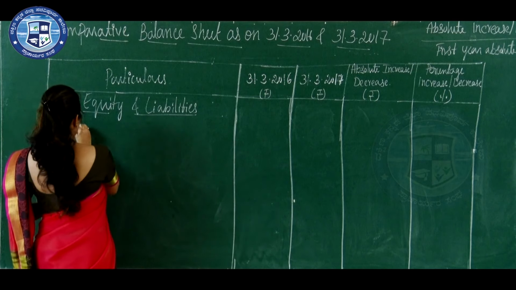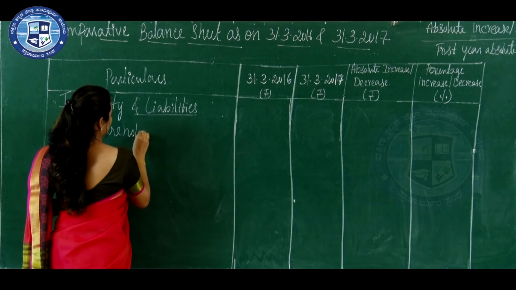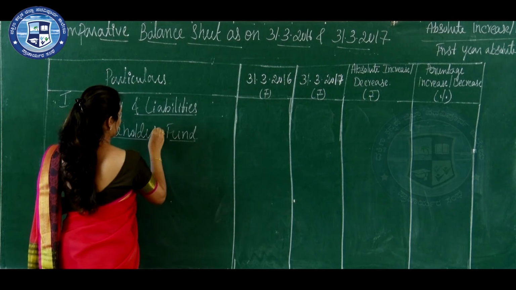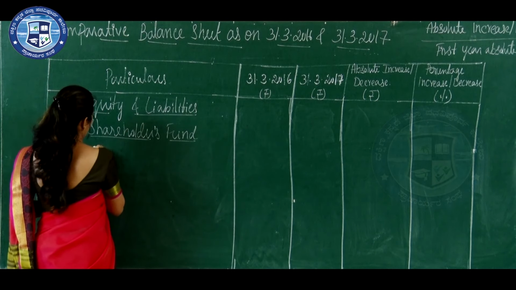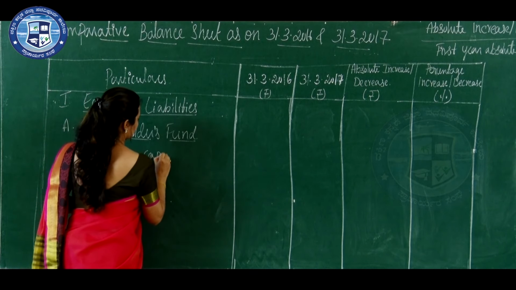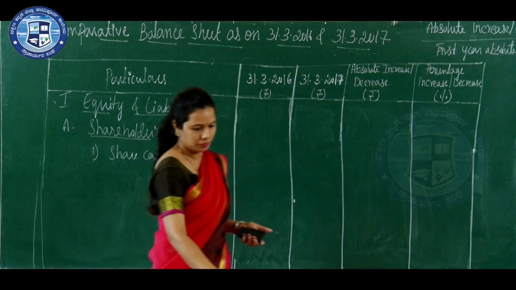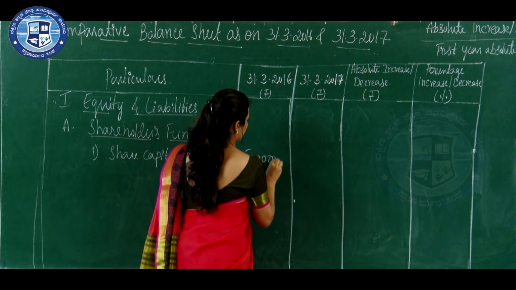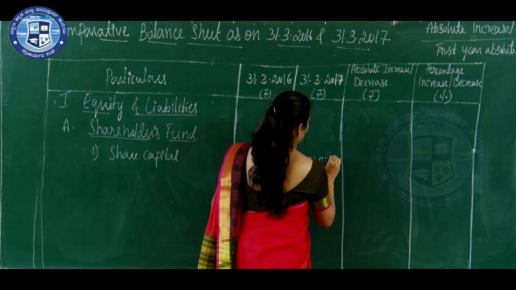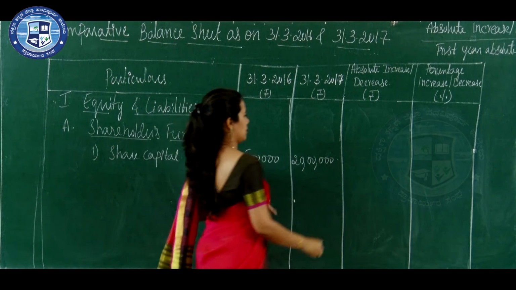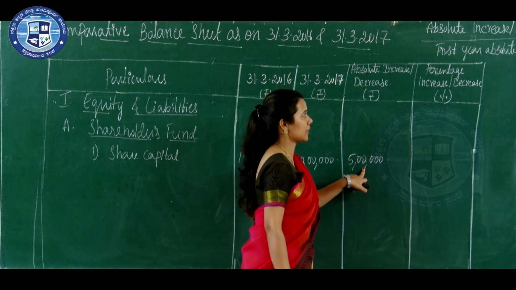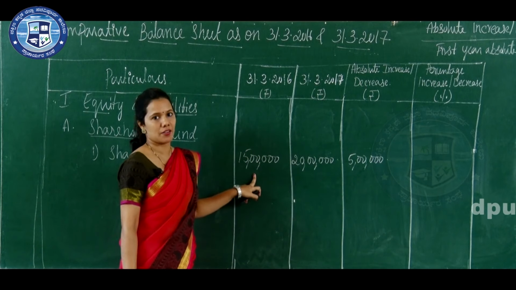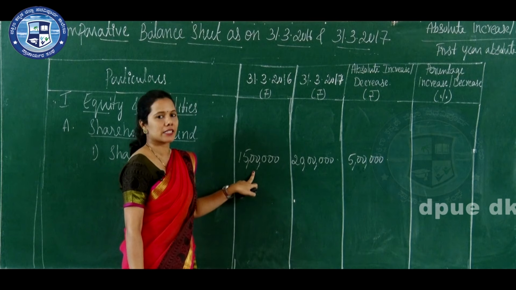And under liability, shareholders' fund. The first one is share capital. Share capital last year 15 lakhs and this year 20 lakhs. So, 20 lakhs minus 15 lakhs, the difference is 5 lakhs. Now, convert this 5 lakhs into percentage using the same formula: absolute increase or decrease divided by first year's figure into 100. So, that is 5 lakhs divided by 15 lakhs into 100.